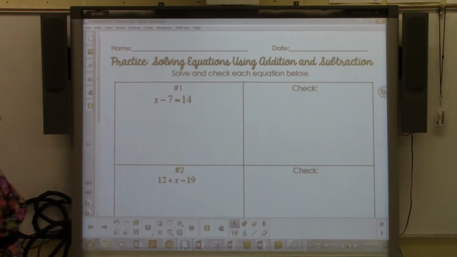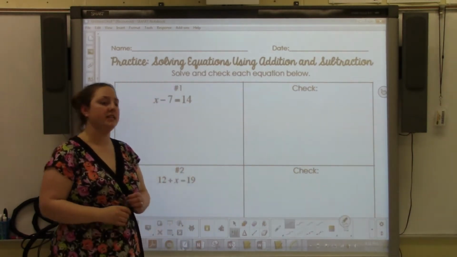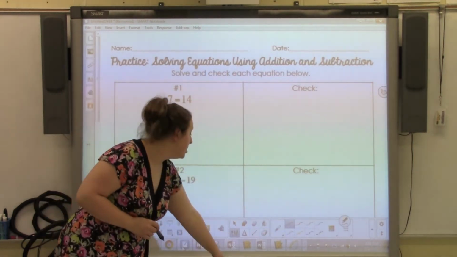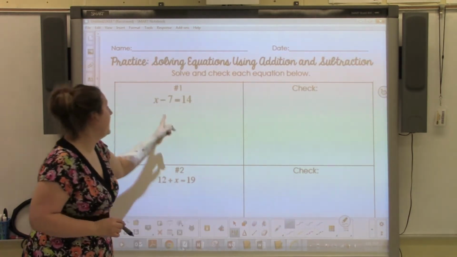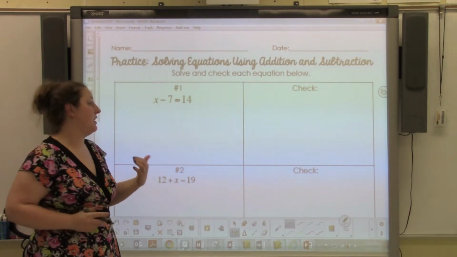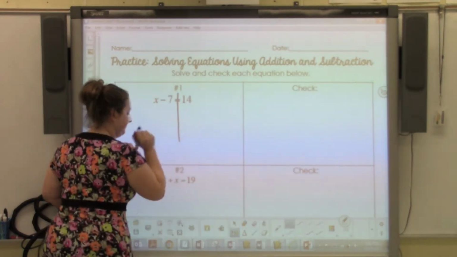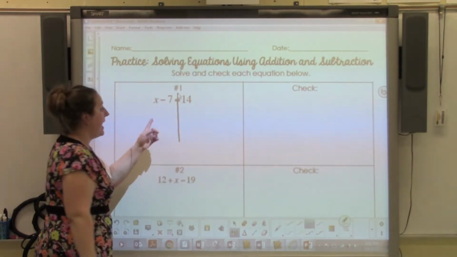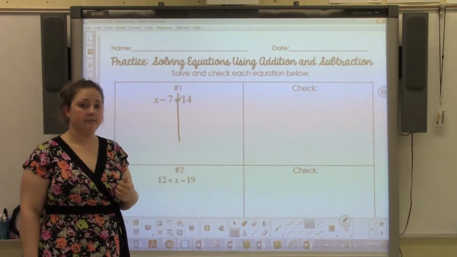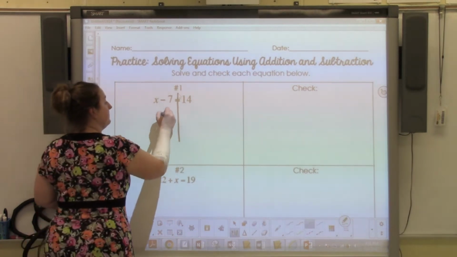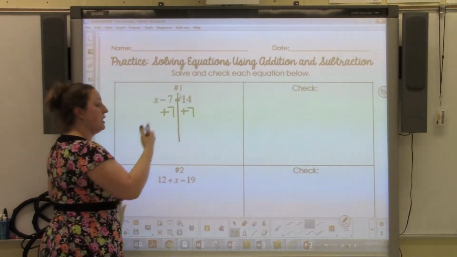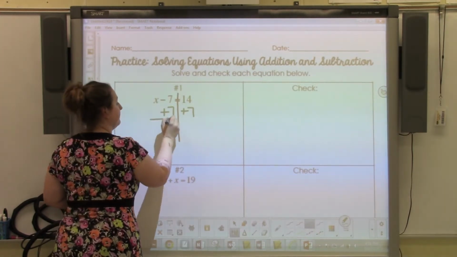Alright guys, so by now you should have done the practice problems, so let's go over them for solving equations using addition and subtraction. So let's take a look at our first problem. We have x minus 7 is equal to 14, and again let's draw that line right down the center of the equal sign. Okay, so x minus 7, we want to undo subtracting 7, so the inverse would be addition. We add 7 to both sides because whatever we do to one side, we have to do to the other.